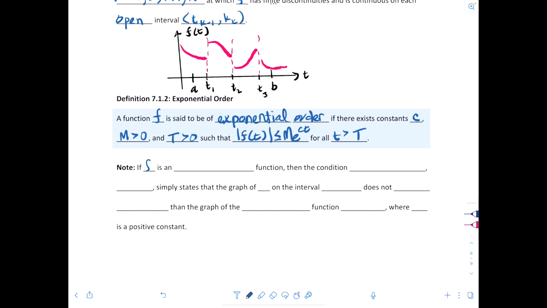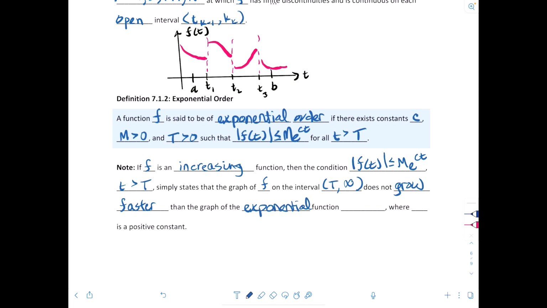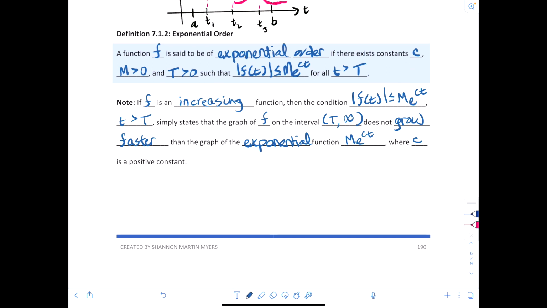Note, if f is an increasing function, then the condition absolute f at t less than or equal to m e to the ct, t greater than capital T, simply states that the graph of f on the interval from T to infinity non-inclusive does not grow faster than the graph of the exponential function m e to the ct, where c is a positive constant. So what you would have is something along these lines.